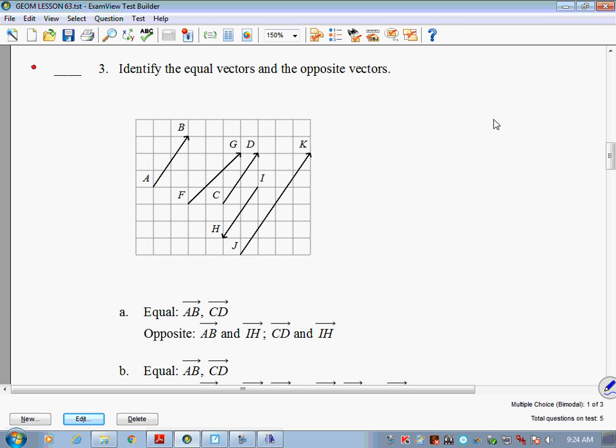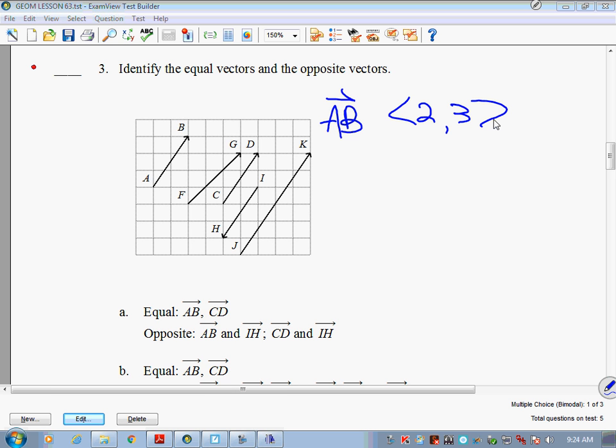Identify the equal vectors and the opposite vectors. So here's what we want to do with this. Let's take AB, okay, and let's find the component form of vector AB. Okay, so we're going to go from A to B. Am I going to go up or over first? Over. How far over do I go? 2. Okay, and I'm clearly going up. How far up am I going?